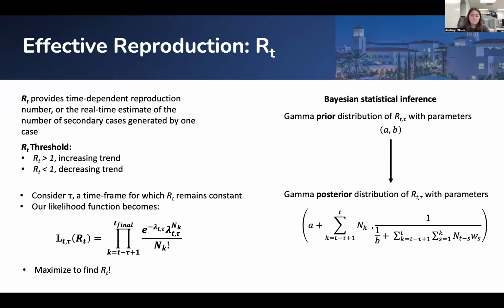However, using a Bayesian framework with a gamma distributed prior for RT, we can say that the posterior distribution of RT is as follows here, where parameters A and B are the shape and scale parameters of the gamma distributed prior for RT.